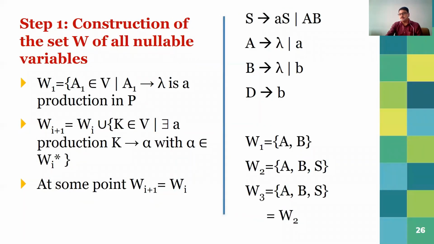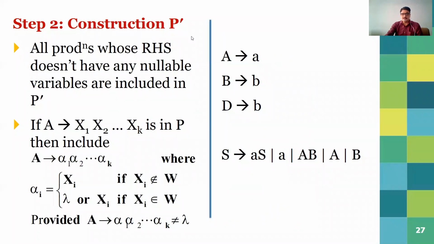So now we have to decide the final productions after elimination of null. In this case, we will construct P', that is the new production set. All productions whose right hand side does not have any nullable variable are included in the set P'.